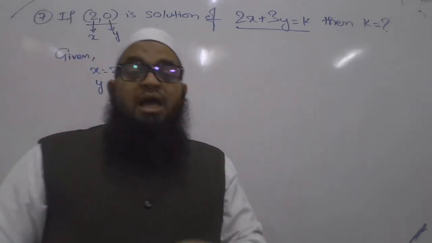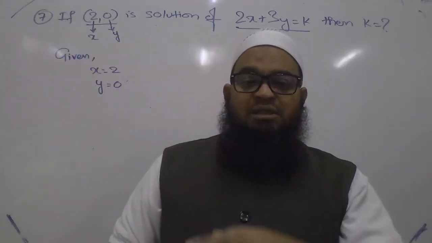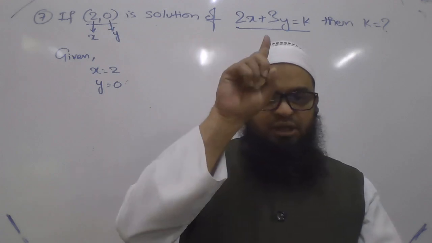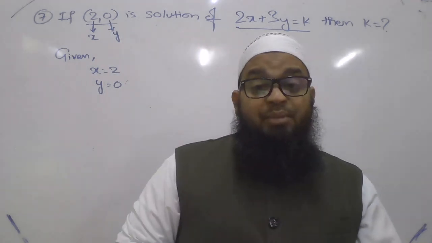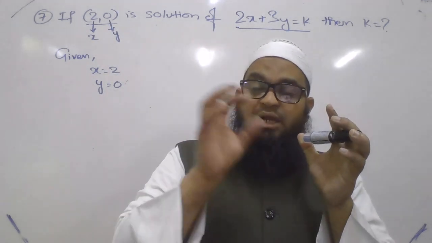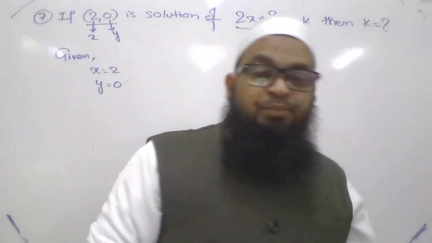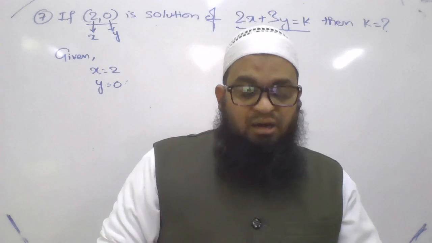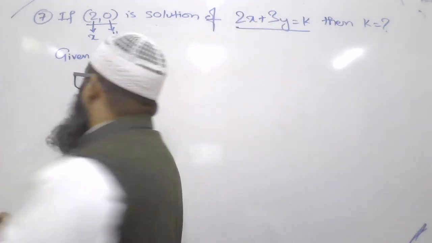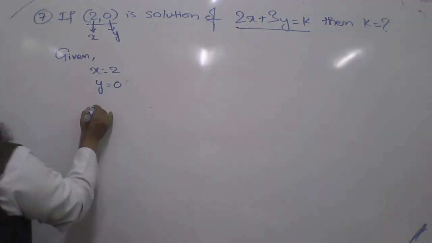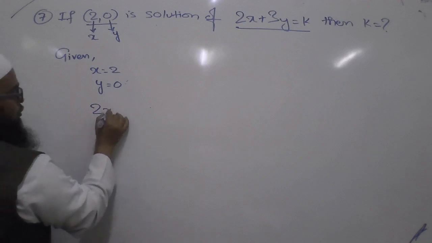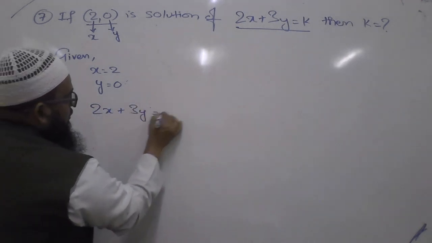Solution means what? If these values are substituted in the given equation, what will happen? The value on the left hand side is equal to the value on the right hand side. Is it right? So now substitute. What is the given equation? 2x plus 3y equals k.